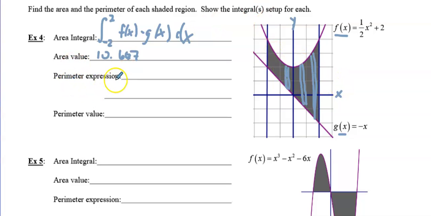Now, let's talk about the perimeter. Well, the distance here is simply 2. I'm going 2 units, right? 1, 2. So this piece is 2. This piece is 1, 2, 3, 4, 5, 6. So that is going to be 6. That is awesome. That is very easy for us to figure out.